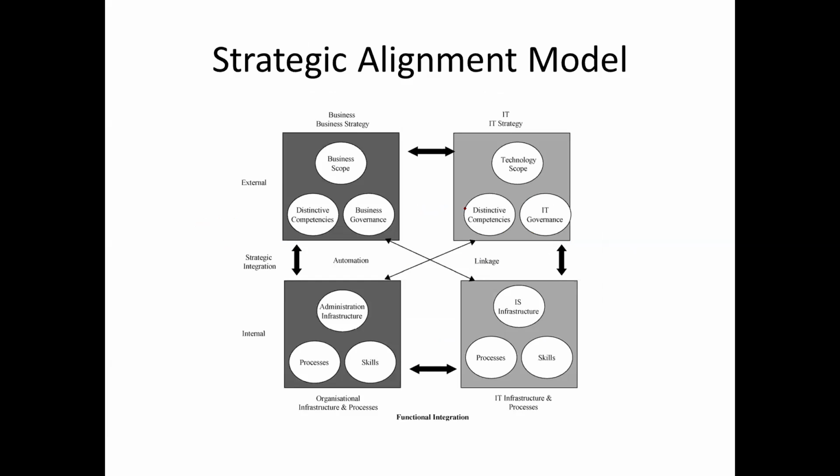There are 4 quadrants, 4 boxes. And there's 2 dimensions, strategic fit, which is this here, and functional fit, which is this way. So you've got horizontal and vertical alignment in this model. And if I can just look at my notes here, all the components working together determine the extent of alignment. At least as important are the linkages between the quadrants, which are these things here and here and here. So it's all these linkages.